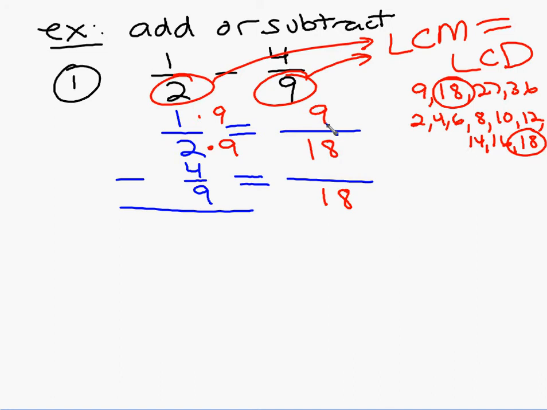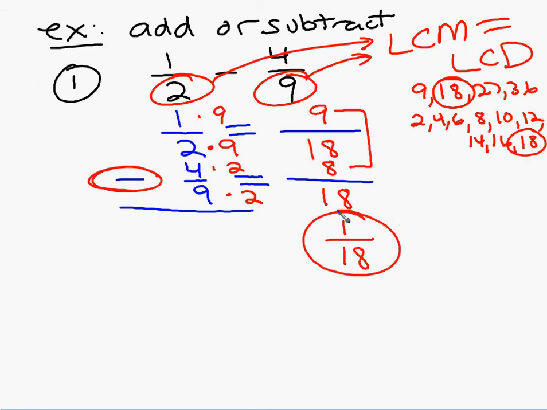Now let's do the bottom fraction. We ask the same question. What do I multiply 9 by to get 18? 2. So if I multiply the bottom by 2, I multiply the top by 2. So 4 times 2 is 8. And once I have my two new fractions with common denominators, then I can go ahead and do the subtraction. What is 9 minus 8? 1. So my final answer is 1/18. Okay?